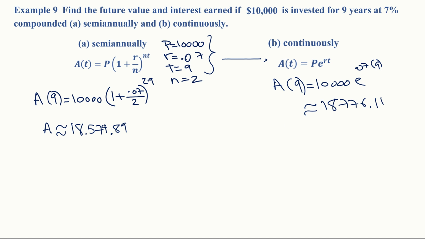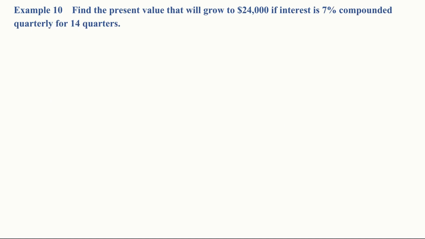We'll proceed. All right, so for our next problem, we have: find the present value that will grow to $24,000 if interest is paid at 7% compounded quarterly for 14 quarters.